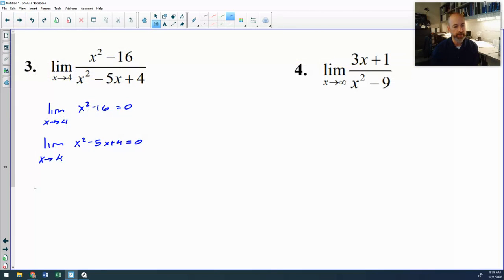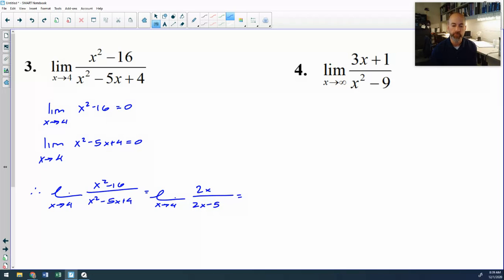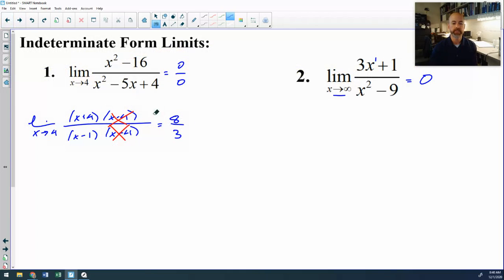Then you can say that the limit as x approaches 4 of my original problem, x squared minus 16 over x squared minus 5x plus 4, will equal the limit as x approaches 4 of their derivatives. The derivative of x squared minus 16 is 2x. The derivative of x squared minus 5x plus 4 is 2x minus 5. If you plug 4 into that, 2 times 4 is 8, and 2 times 4 minus 5 is 3. And that is the exact same answer we got just a few minutes ago when I solved this with factoring.